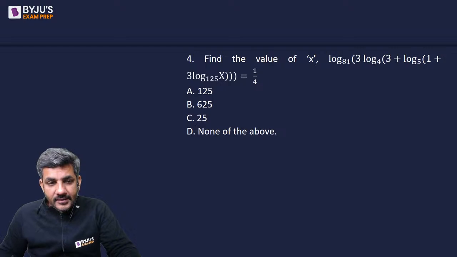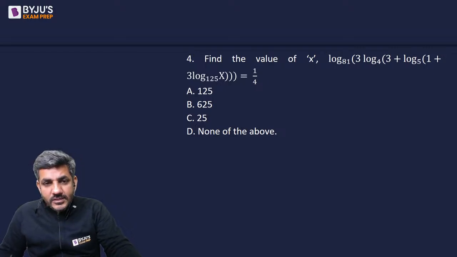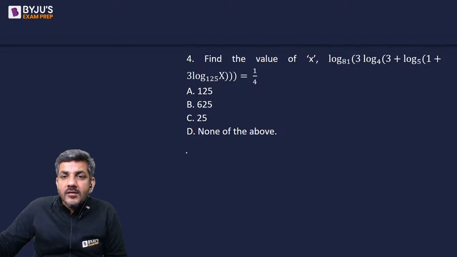Let us start doing it then. Okay, so Music Core says D, that is none of the above. चलिए देखते हैं क्या सही आता है इन दोनों में से. Find the value of x.